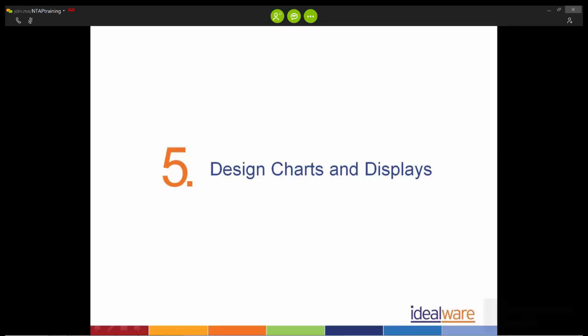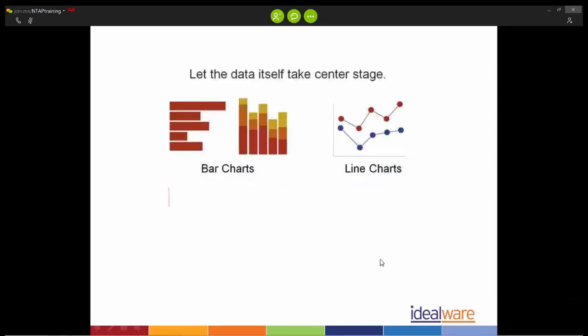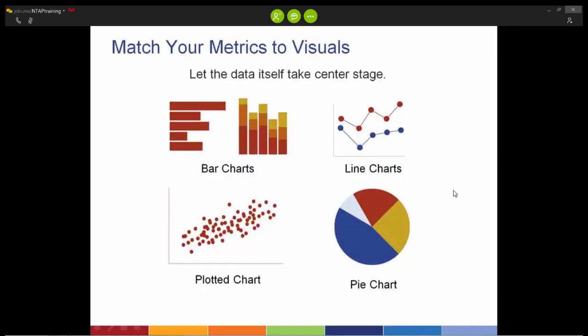Yep. So let's look a little bit at the idea of charts and displays. Going back to how you visualize your data, how many things on a page, stuff like that. A core thing here is that you want to match your metrics to your visuals. You want to make sure that your dashboard lets people effectively see the data, and lets the data itself take center stage. That typically means things that may feel boring to those of us who want to do glitzy things, because it puts you in the realm of bar charts and line charts and just simple numbers.